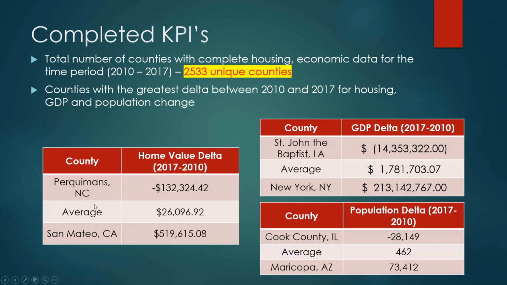Additionally, a county in North Carolina had the greatest housing price delta. A county in California had a home value delta of 500,000. For county GDPs, the county that lost the greatest amount of GDP was St. John the Baptist in Louisiana, and I think that has to do with oil and gas production, while New York actually had the largest increase. For population delta, Cook County lost the most people over the course of the study, and Maricopa, Arizona actually gained the most people.